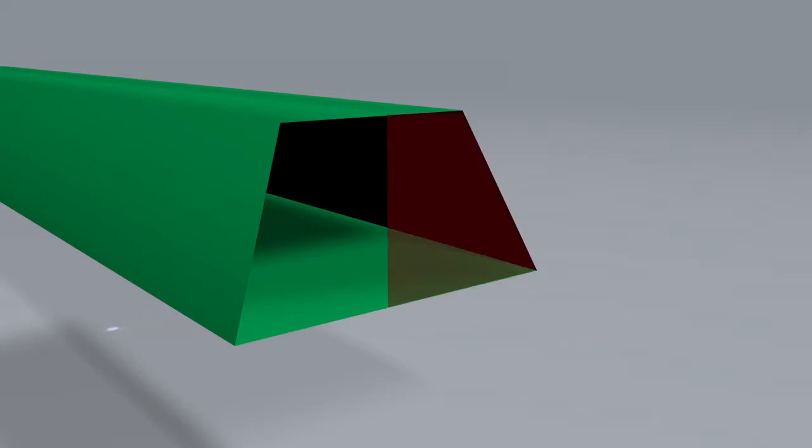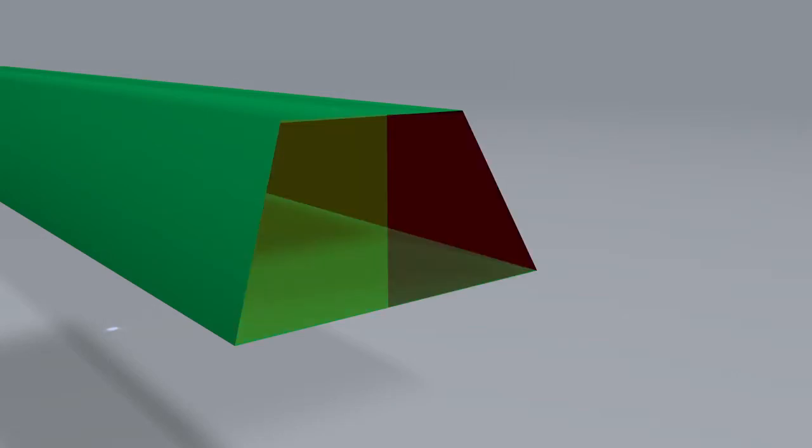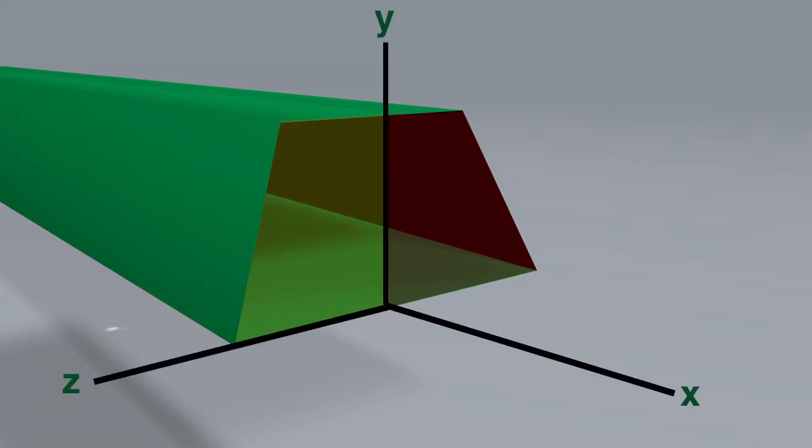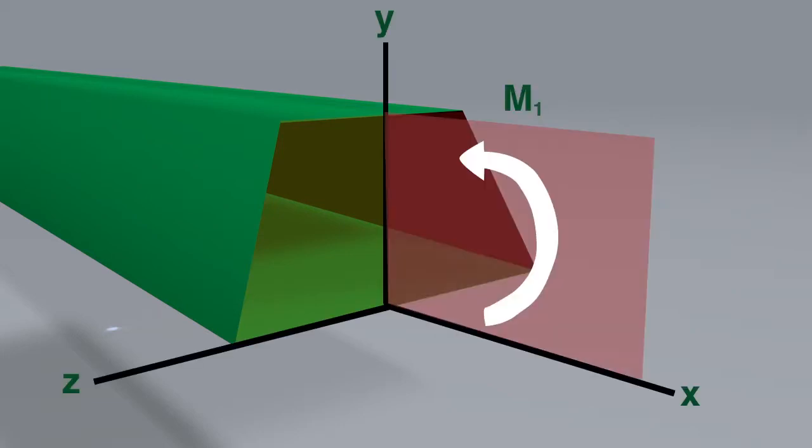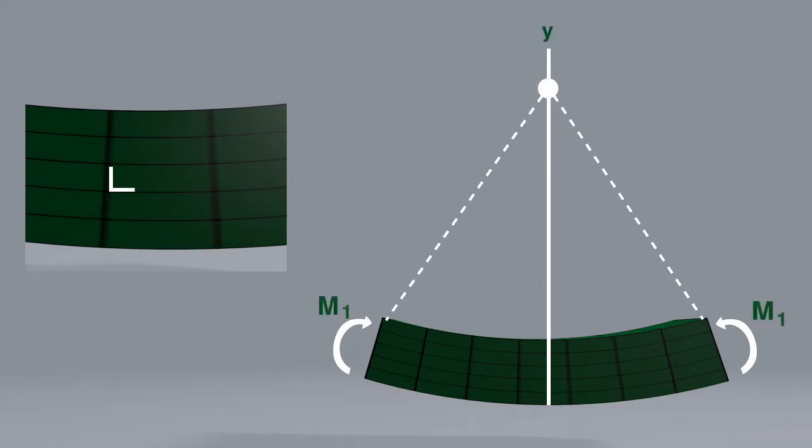The assumptions in pure bending are: number one, the beam is symmetric about the xy plane. Number two, all loads act in the xy plane. Thirdly, sections originally perpendicular to the longitudinal axis remain plane and perpendicular. And number four, the beam only bends about the z-axis.